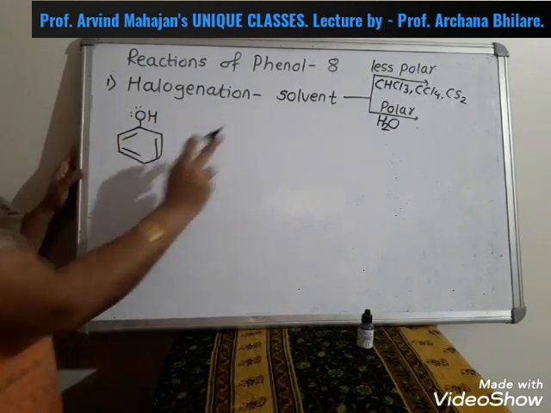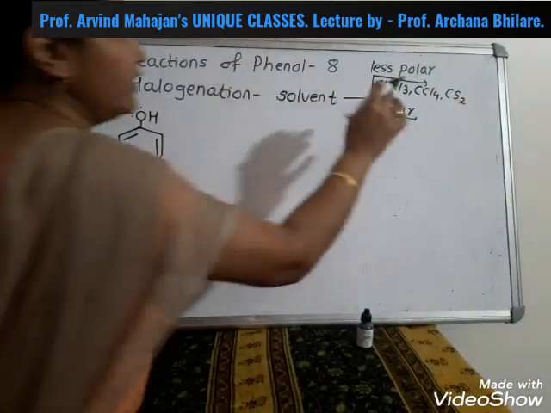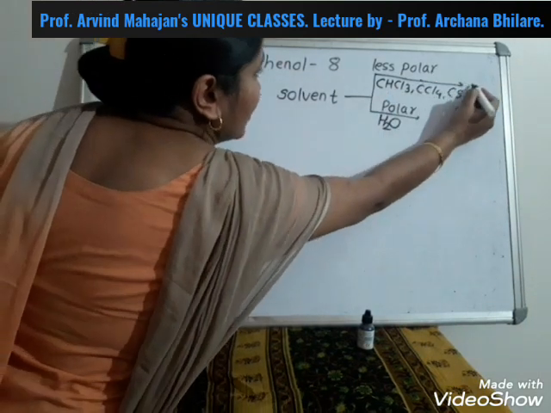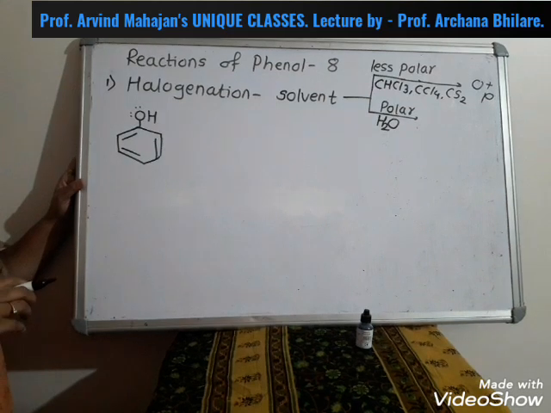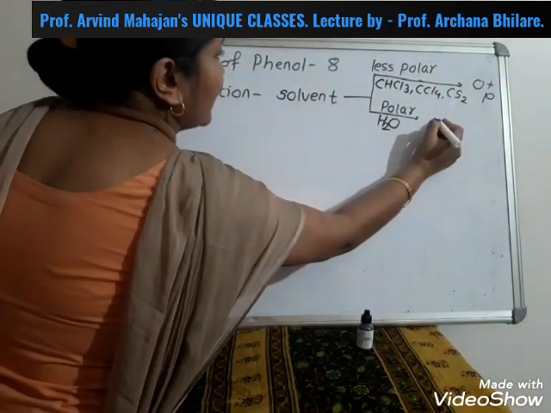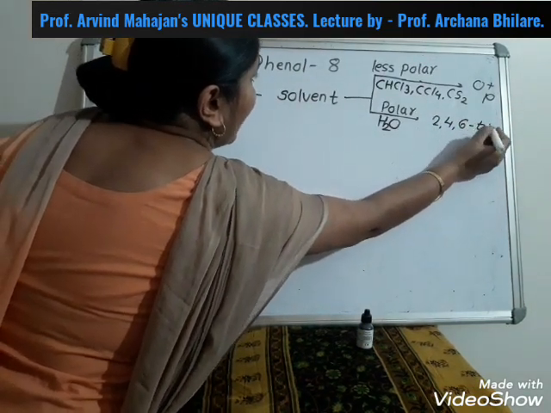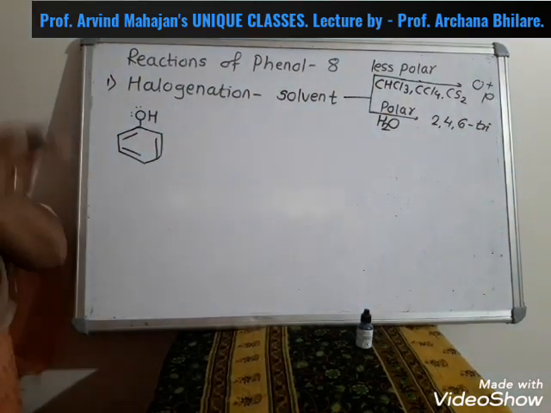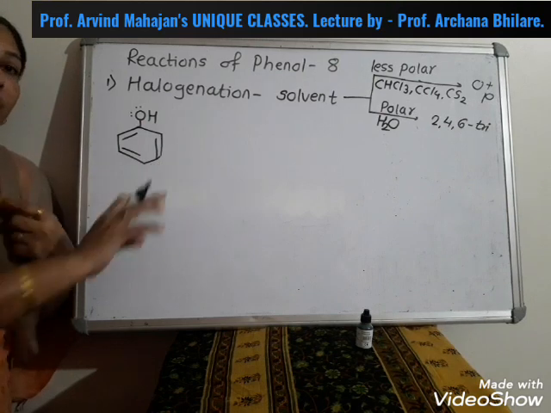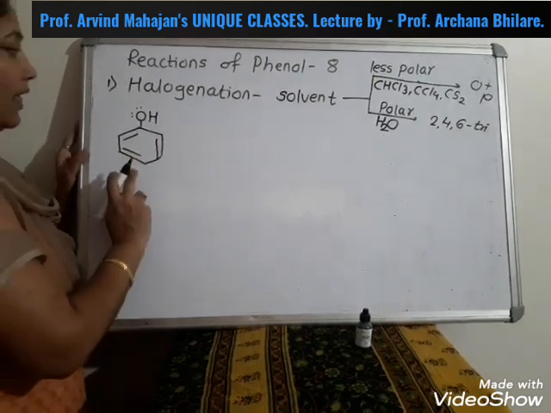So when we do reaction in presence of less polar solvents, we get mixture of ortho and para substituted phenol. And if we use water, then substitution takes place at all ortho and para positions. Means we get 2,4,6 tri-substituted phenol. See what's the change.